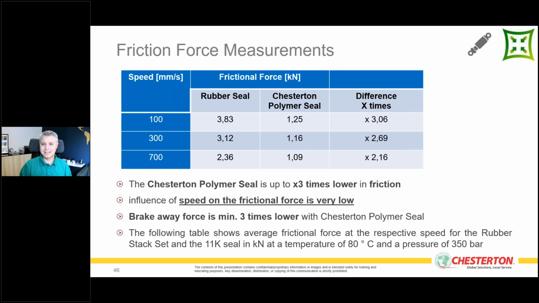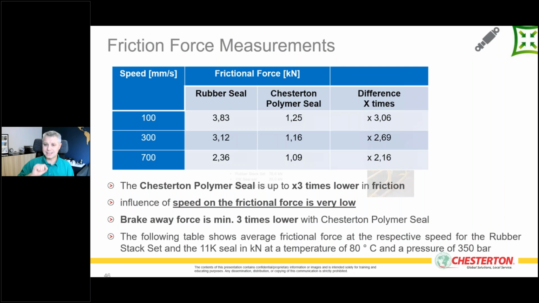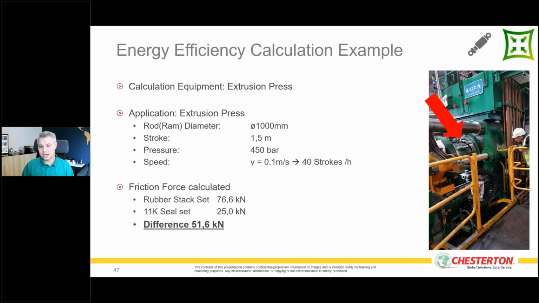Okay, so here we have an example. If you can click once, Vitaly, it's a large press, and the red arrow shows the rod. It's 1000 millimeters, so quite big, but it's nothing special in aluminum extrusion. It's a typical size. And if we have such a press and we just replace the seal from rubber to a low friction 11K polymer seal, let's have a look at what happened. This is the full formula. You will have it in the presentation. So let's go to the next slide.